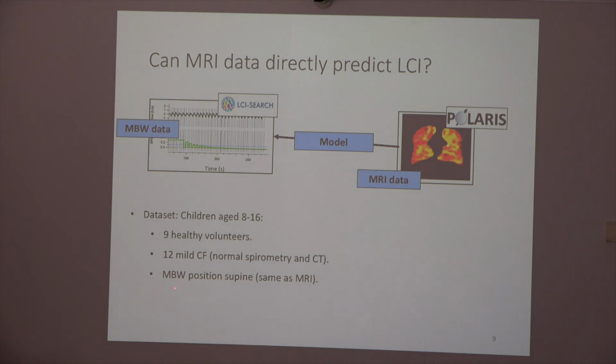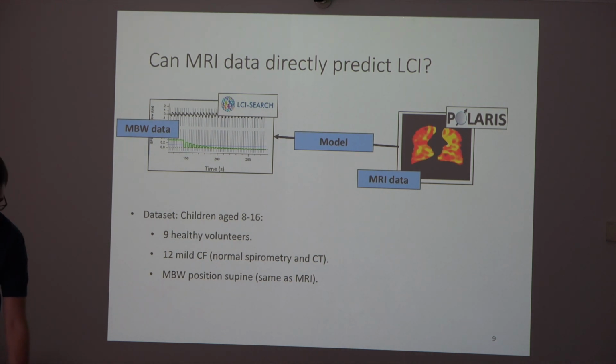The important thing was the multi-breath washout test in this case was done in a supine position, which is unusual, so that it could be compared directly with the MRI, which is also done supine. So the idea was to stick a model in between these two and try to simulate the multi-breath washout first from the MRI.